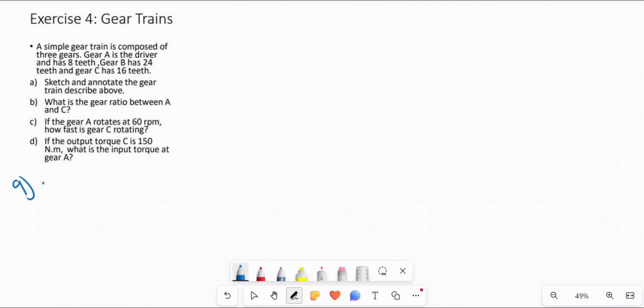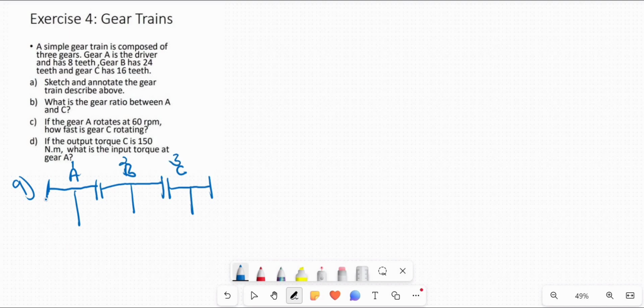So gear A is the driver. So this is gear A. And it's meshing with gear B, which is the largest one, and gear C is the output. These are the shafts for the gears. This is gear A, this is gear B, this is gear C. Since we're used to numbers, this is also 1, this is also 2, and this is also 3.